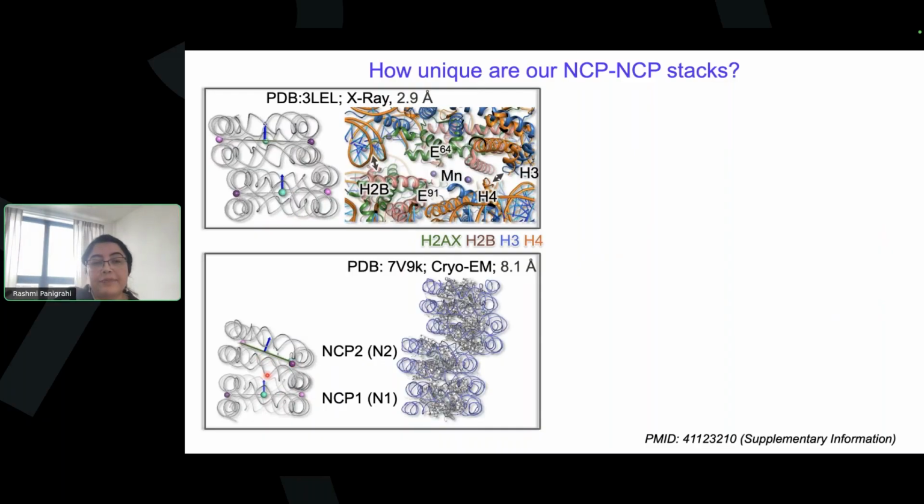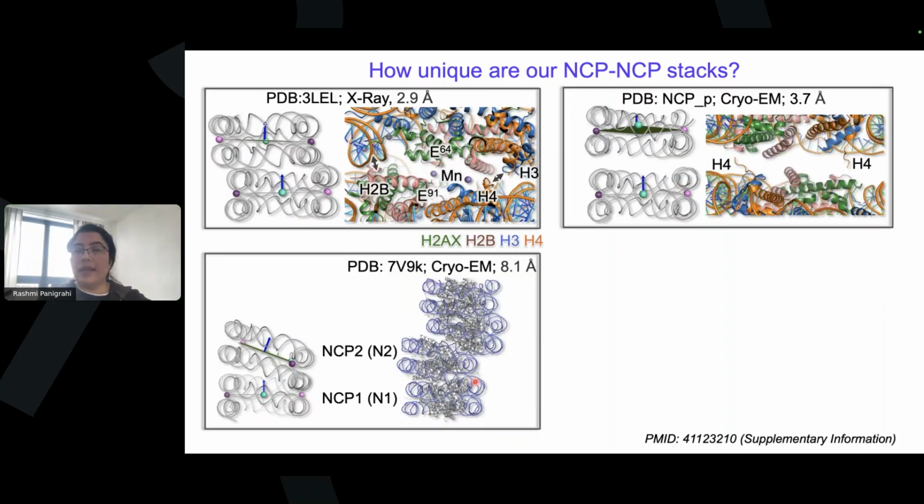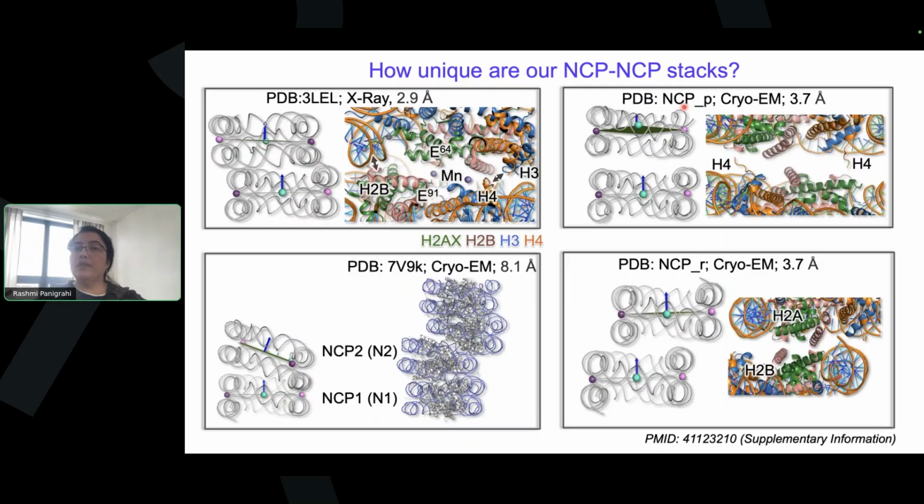But the NCP-NCP distance is the closest, and that is because there is no linker DNA between the two NCPs. And in our case, like I showed you before, for the parallel stack and for the right offset stack, the dyad center faced towards us, in one direction. And we have the beautiful interface that is stabilized by H4 in the parallel stacks and by H2B in the case of the right offset stack.